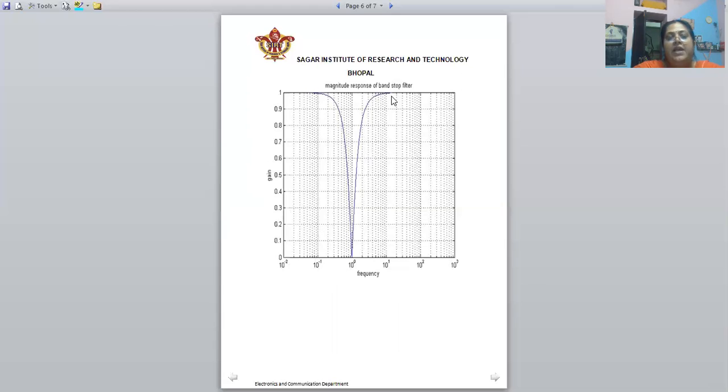And above the higher cutoff frequency, again we will have the pass band and the gain will be equal to 1. This is the attenuation band or the stop band, where the gain is reduced from 1 to 0, and from here it rises from 0 to 1. This curve comes due to the capacitor nature. So we did not get the proper ideal characteristics, rather the practical characteristics of the band stop filter.